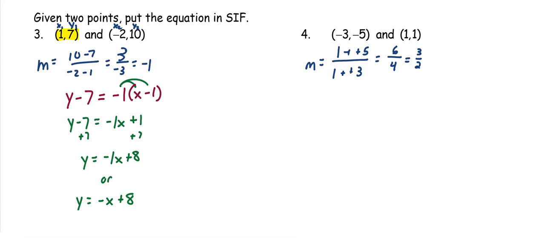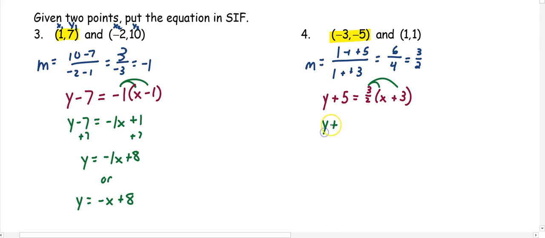So now that I have the slope of 3 over 2, I'm going to pick one of my points to use. So I'm going to use the point on the left again. And when I write my equation in point slope form, I have y plus 5 equals 3 over 2 times x plus 3. So now to distribute, I'm going to distribute this slope. So when I distribute the slope of 3 over 2, I get y plus 5 equals 3 over 2x plus 9 over 2.